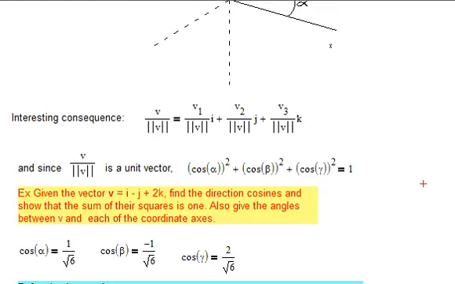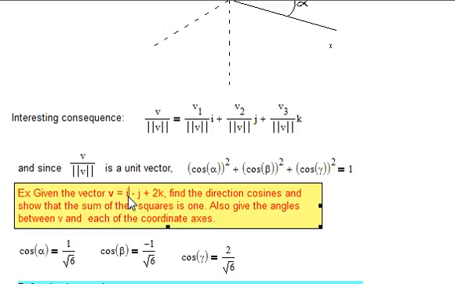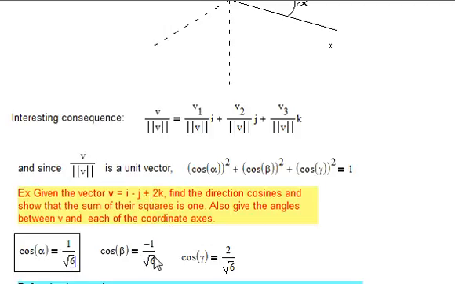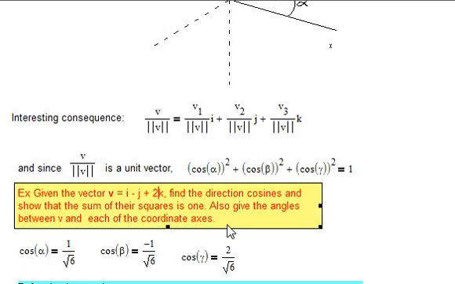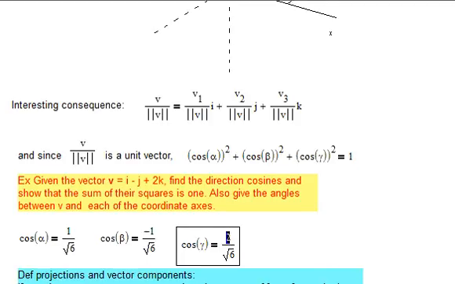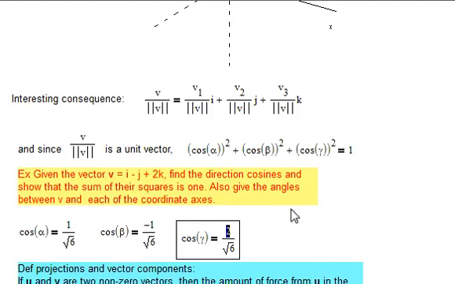First of all, cosine of alpha is v1, 1, divided by the length of this vector, which is the square root of 1 squared plus negative 1 squared plus 2 squared, the square root of 6. So cosine of alpha is 1 over the square root of 6. Cosine of beta is negative 1 over the square root of 6. Cosine of gamma is 2 over the square root of 6. That's simple. I got the direction cosines. Show that the sum of their squares is 1.